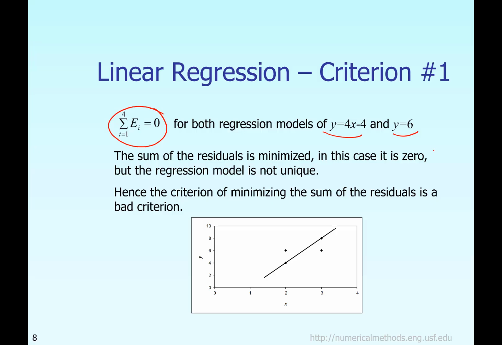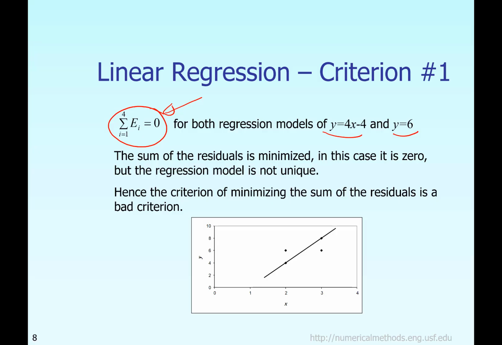But the regression model is not unique. I cannot make it any smaller than 0, the residuals. So what we are finding out is that the regression model is not unique. So that makes this particular criterion not a good criterion, because we're not getting a unique line. So let's see if we can do any better than that.